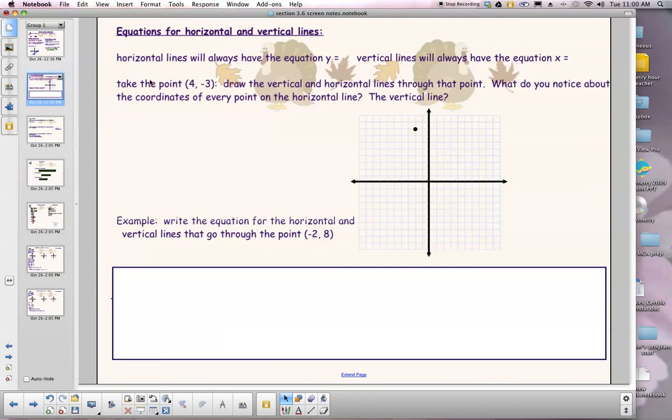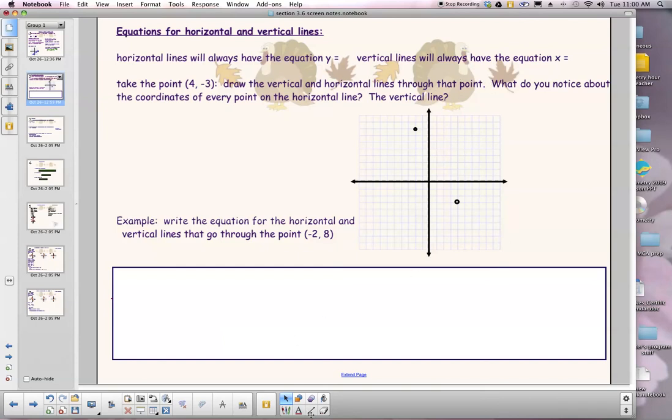So let's look at a couple of points here. The first one says take the point 4, -3. So we have to find the point 4, -3. So 1, 2, 3, 4, and then 1, 2, 3. And we're going to put a point right there. Let me put it where it's supposed to go. Okay. Now, what we are going to do is draw the horizontal and vertical lines through that point.